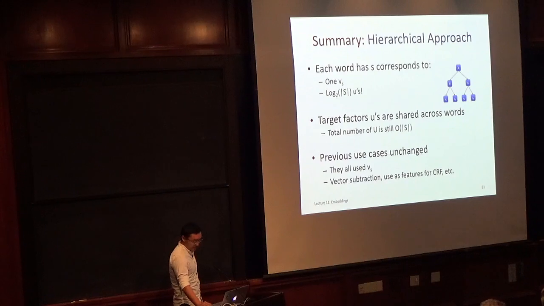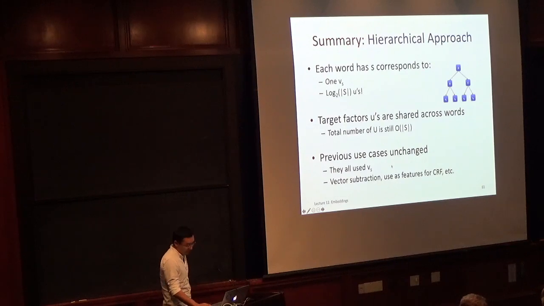Just to summarize, every word corresponds to one exit point, and there's some path along the entry points, and everything else is unchanged, and we train using gradient descent.